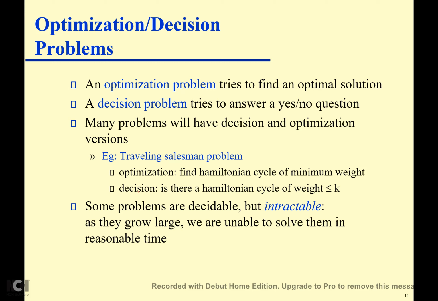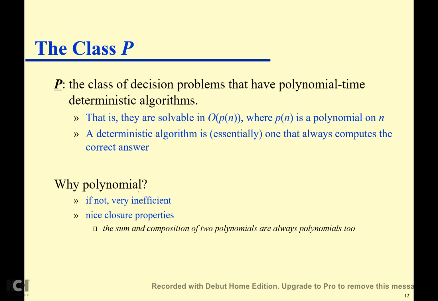Some problems are decidable but intractable. As they grow large, we are unable to solve them in reasonable time. Is there a polynomial time algorithm that solves the problem? P. So this is the reason we say, given a problem, we would like to check which class this problem could be cast into. If it falls into the P class, the polynomial runtime solvable problems, that's good, right? And if it falls into another one, an intractable problem, we may want to avoid it.